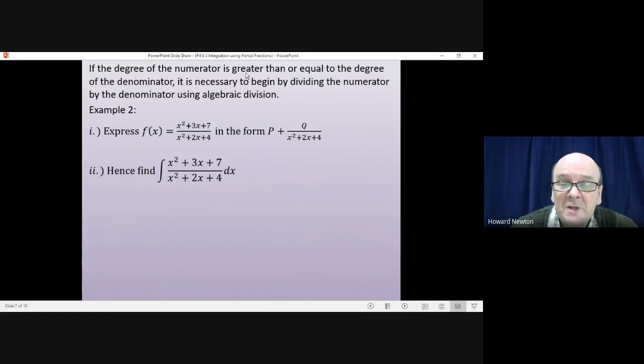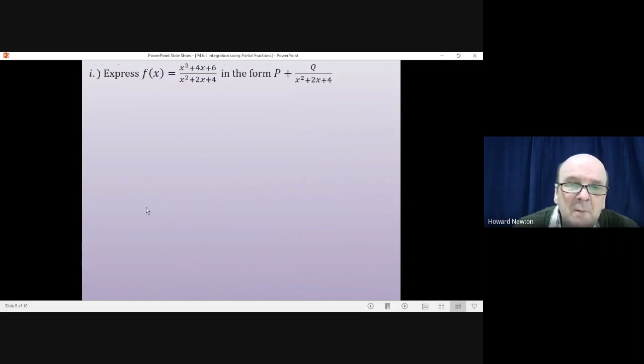Now, if the degree of the numerator is either greater than or equal to, you need to carry out algebraic division first of all. And then we'll be able to write it in the form p plus q over x squared plus 2x plus 4. We'll do the 2 parts separately. Once we've done part 1, we then need to actually carry out the integration. But we'll worry about part 1 first of all.